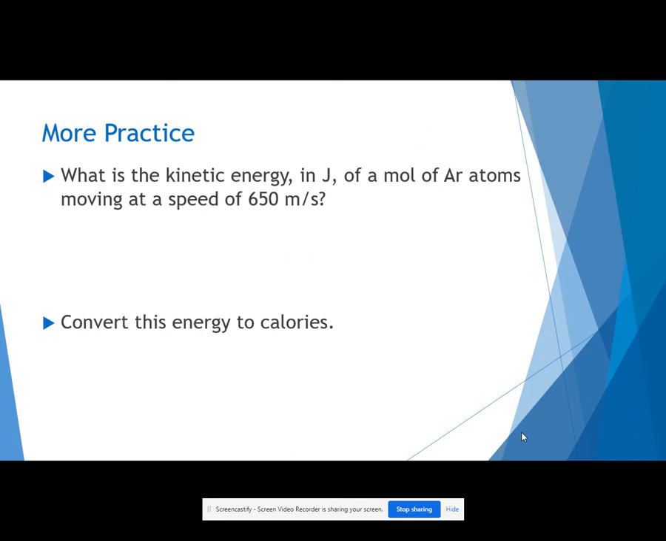Here's a little bit more practice problems. It says, what is the kinetic energy in joules of a mole of argon atoms moving at a speed of 650 meters per second? So here you're going to use the kinetic energy again. Kinetic energy equals 1/2 mass times velocity squared. Here we don't know my kinetic energy, so I can put an x for it. 1/2 is 0.5. And here it says a mole of argon. So in order to do this, all you have to do is look on the periodic table and see how much a mole of argon is in grams, and then make sure that you put it in kilograms because mass has to be in kilograms.